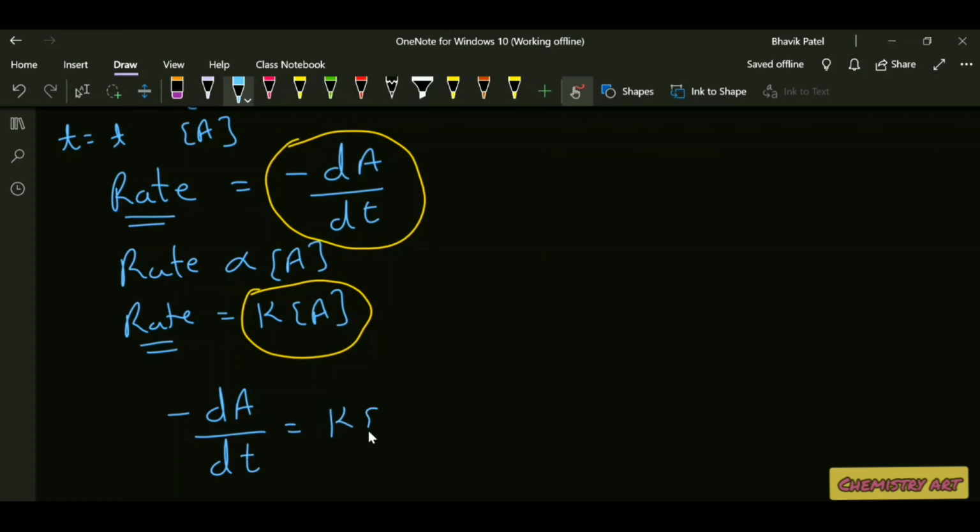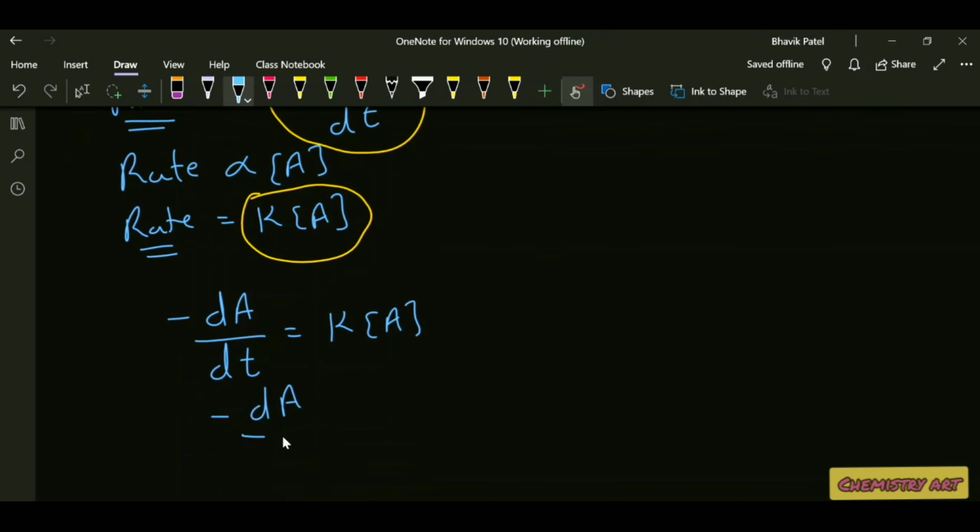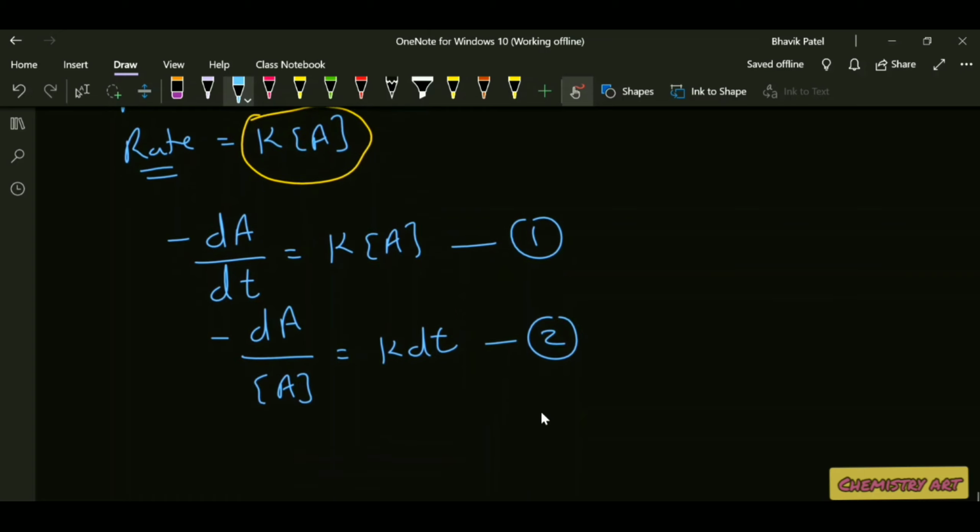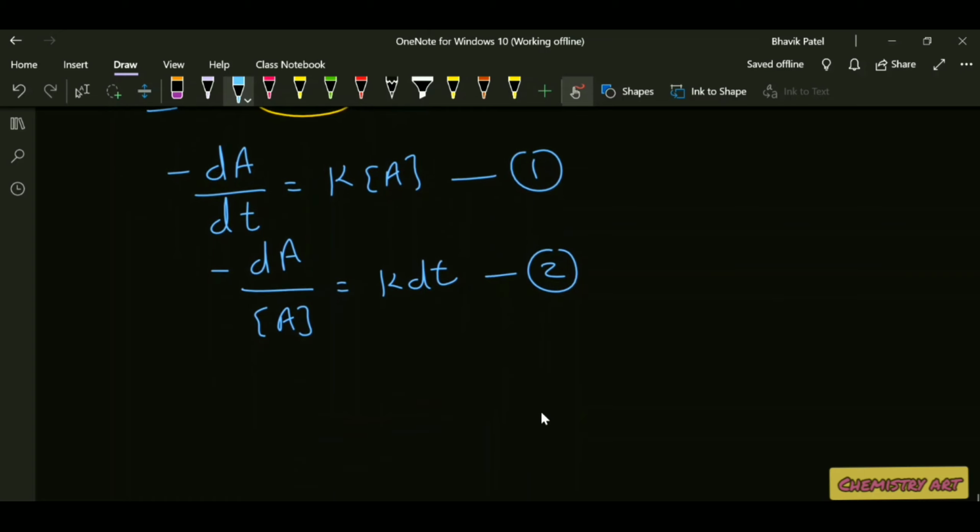minus dA upon dt equals K into A. Now we can also write this equation as minus dA upon A equals K dt. Let this equation be equation number 1 and this equation be equation number 2. Now we are going to integrate this formula.